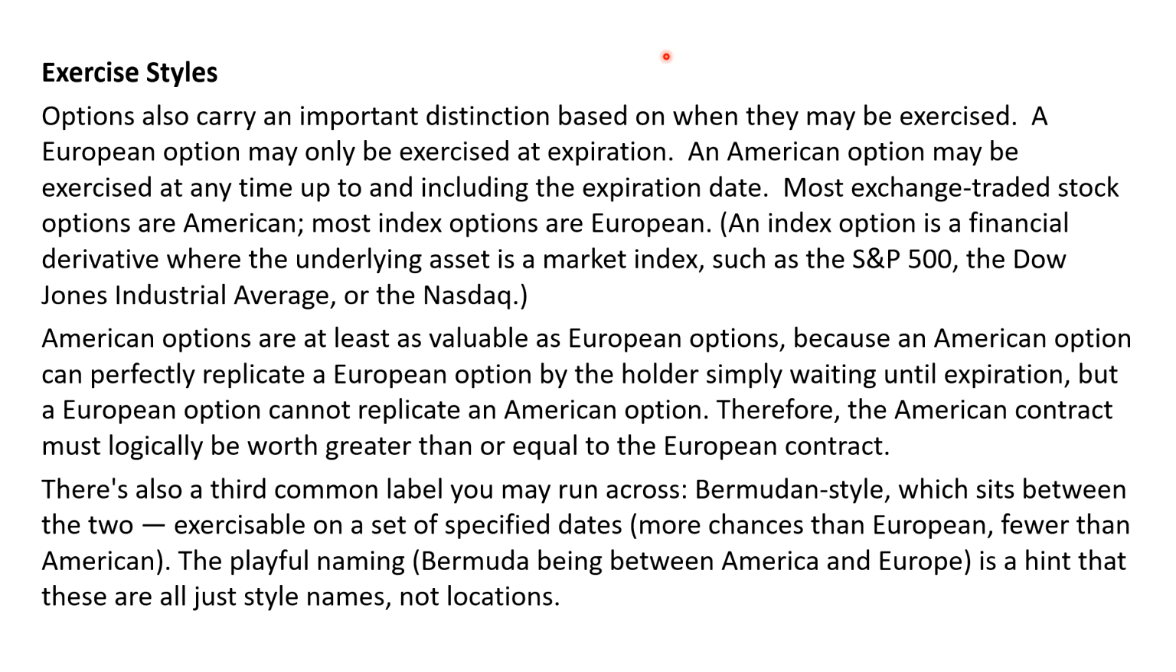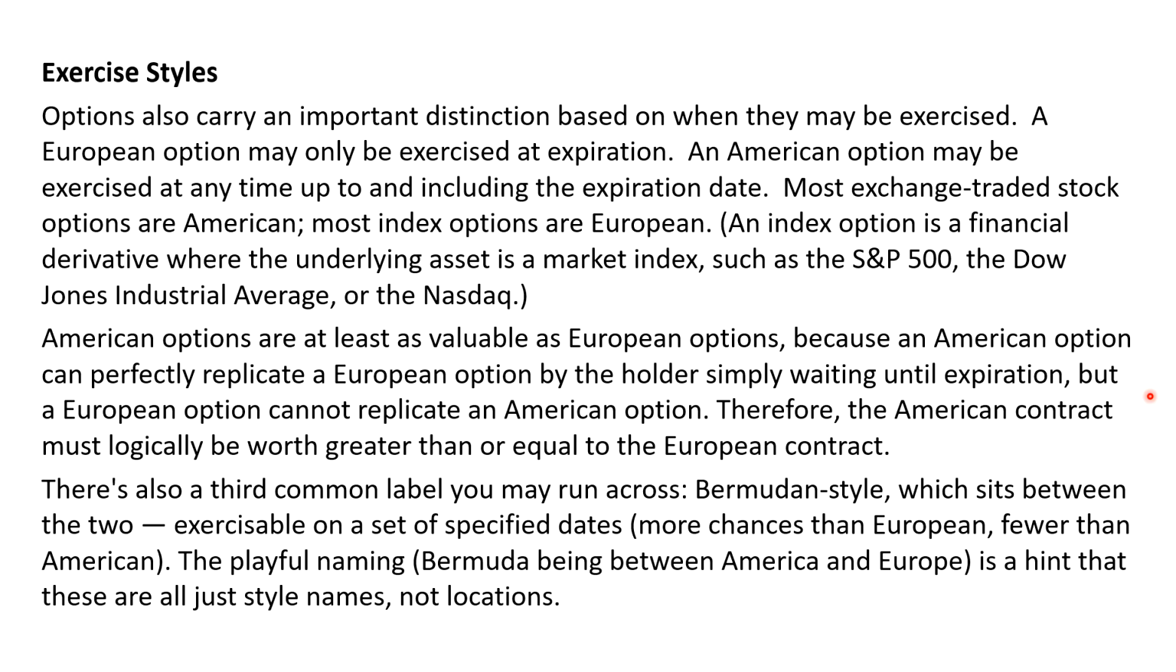So American options are at least as valuable as European options, although they pertain to different entities, so they may not be comparable in a lot of cases. But in general, because an American option can perfectly replicate a European option by the holder simply waiting until expiration, but a European option cannot replicate an American option. Therefore, the American style contract must logically be worth greater than or equal to the European style contract.